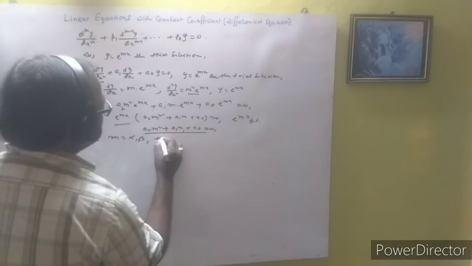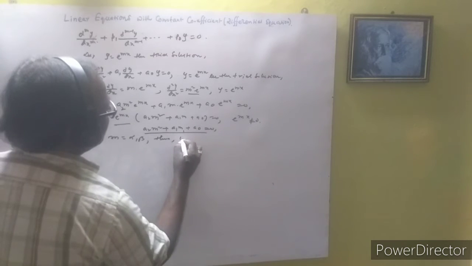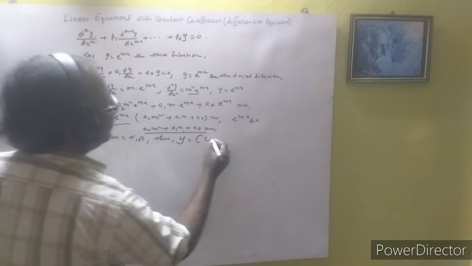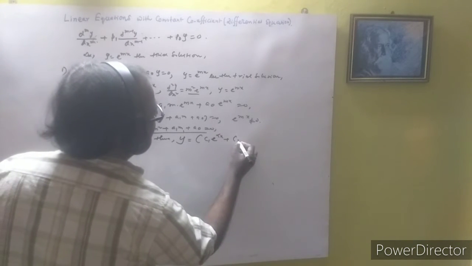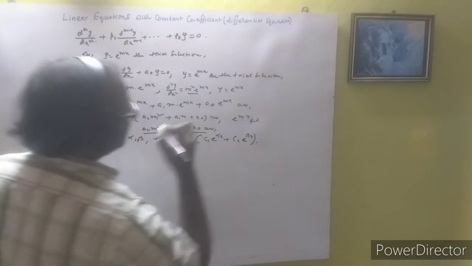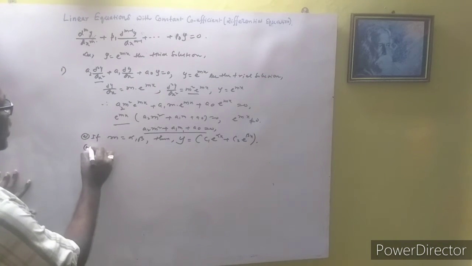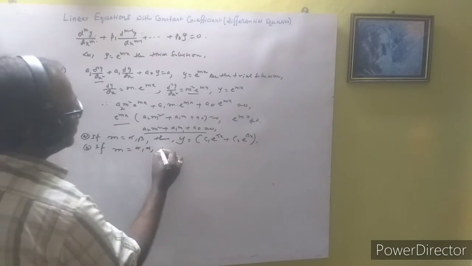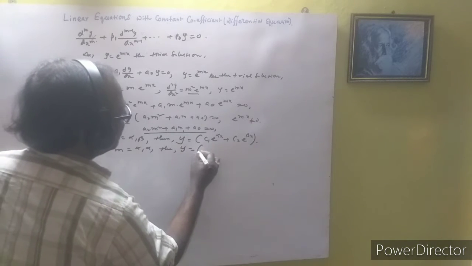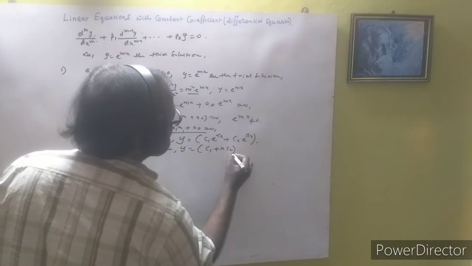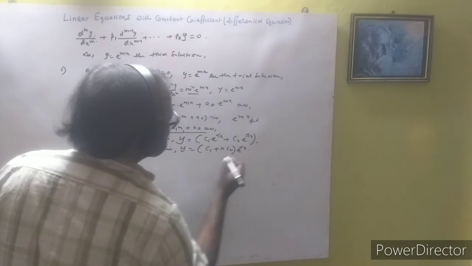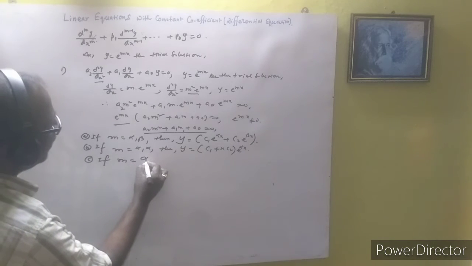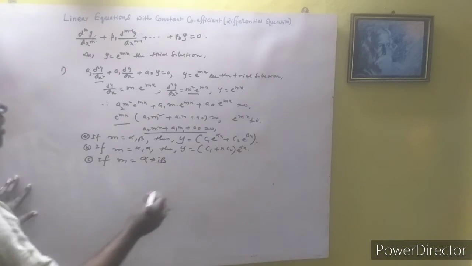Then the solution: we can write y is equal to c1 e to the power alpha x plus c2 e to the power beta x. This is the solution. Case b: if we get m equal to alpha, alpha, both the same, then the solution is y equals (c1 plus x c2) e to the power alpha x.